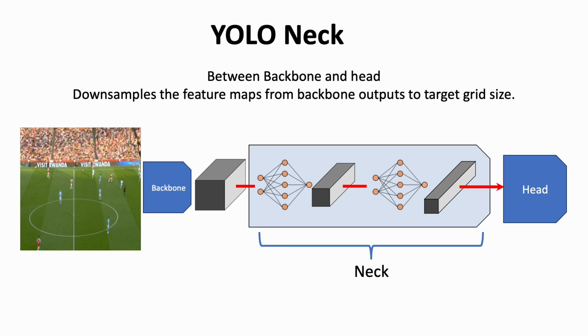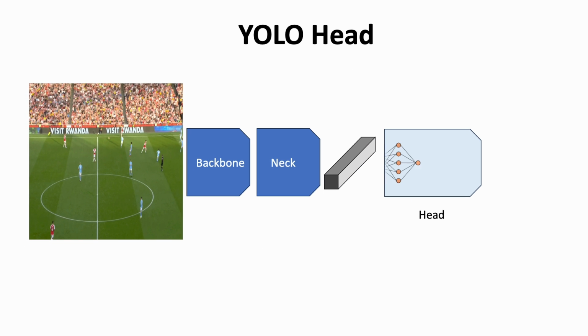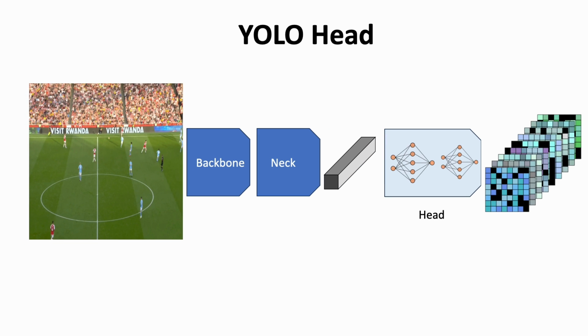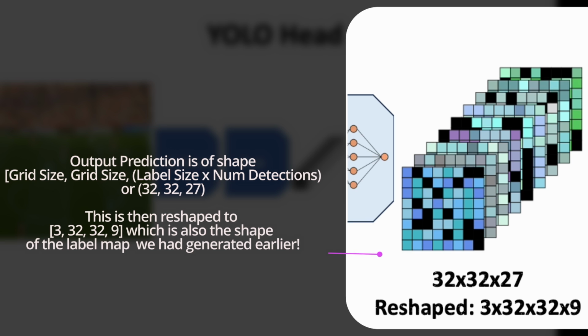After we have our multi-channel feature maps equal to our target grid size, it is now time for the head to predict the target bounding boxes at each cell. Since we want to predict 3 bounding boxes per cell and each bounding box has those 9 values, we will output a vector of shape 27 for each grid cell. Therefore, the final output of the YOLO network for a single image will be 32 by 32 by 27, which of course we can then reshape to get our 3 by 32 by 32 by 9, the same as our ground truth labels.